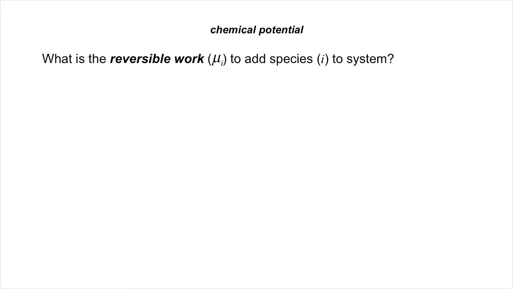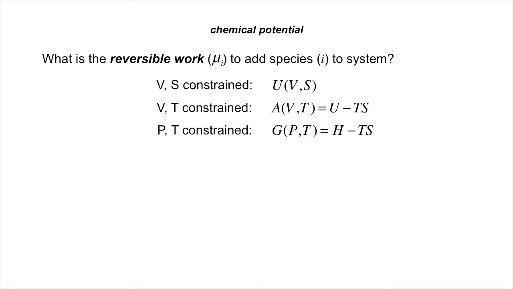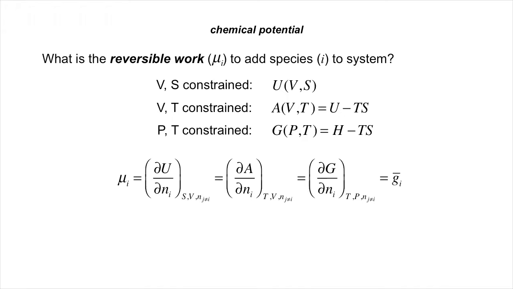Another way to think about the same problem is in terms of something called the reversible work, mu sub I. The reversible work is the work required to add additional amounts of species I to a particular phase. In general, this amount of work will depend on what variables are held fixed as we reversibly add species I. However, we can define a series of energy functions, including U, G, and the Helmholtz free energy, A, which are altered by the same amount, mu sub I, when species I is added to the system, with various binary combinations of S, V, T, or P held fixed.